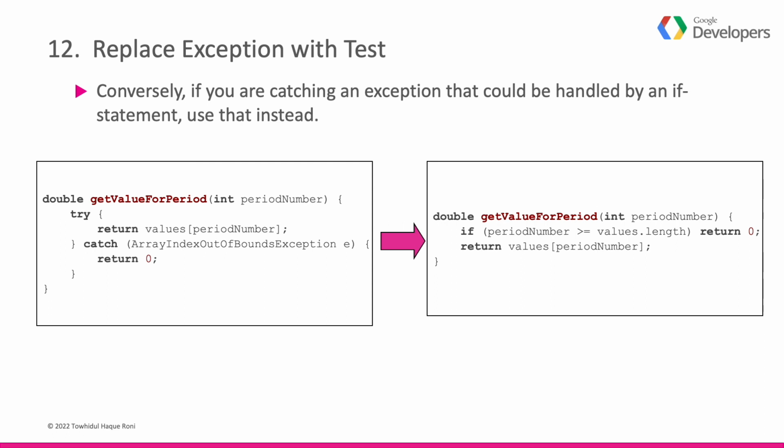In some scenarios, catching exceptions can be less efficient than using conditional statements, especially when dealing with predictable exceptional cases. Let's explore the replace exception with test refactoring technique, which involves replacing caught exceptions with explicit checks for better performance and code clarity. Consider the original method that catches an array index out of bounds exception. Instead of catching the exception, we can use a straightforward if statement to handle the boundary condition.